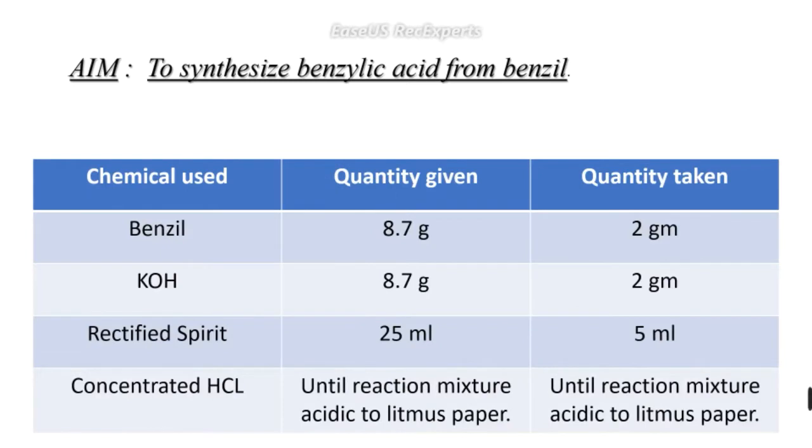Today our practical aim is to synthesize benzilic acid from benzil. So here we require some reagents like benzil, KOH, rectified spirit, and concentrated HCl. We are taking 2 gram of benzil, 2 gram of potassium hydroxide, 5 ml of rectified spirit, and we have to add concentrated HCl until the reaction mixture turns acidic, and we can check whether our solution turns into the acidic form or not through the litmus paper.